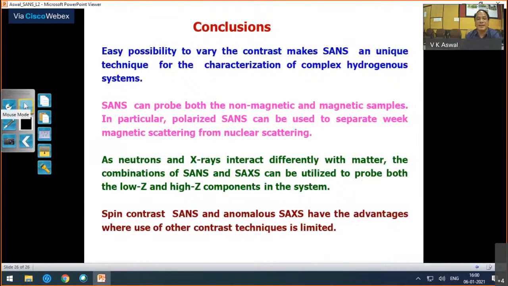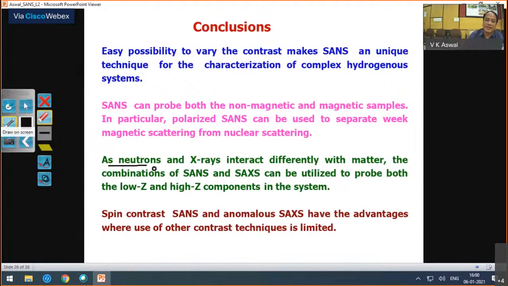So to summarize, what I would say is small angle neutron scattering is popular because it provides an easy possibility to vary the contrast to characterize complex heterogeneous systems. And then SANS can probe both non-magnetic and magnetic samples. In particular, polarized SANS can be used to separate weak magnetic scattering from nuclear scattering.